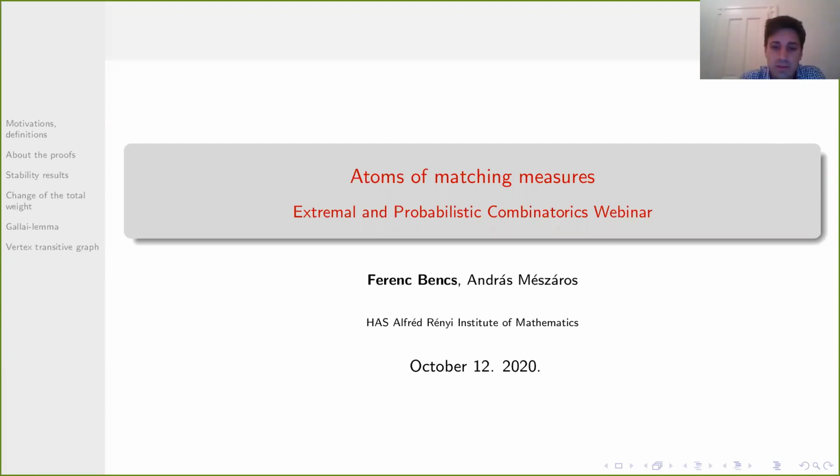Today I would like to speak about the matching measure, and first of all, I would like to introduce you to this notion, which was invented by Csikvári, Frankel, and Kuhn. And then by investigating the atoms, we would like to see how it relates to other classical results we know. I have to say beforehand that this whole work is joint work with András Mészáros, and our main goal was to really just understand the atoms of matching measures of random rooted graphs.